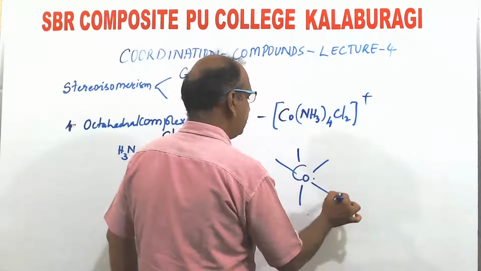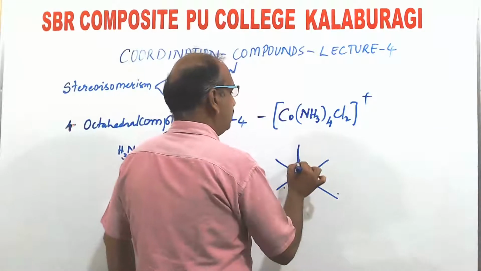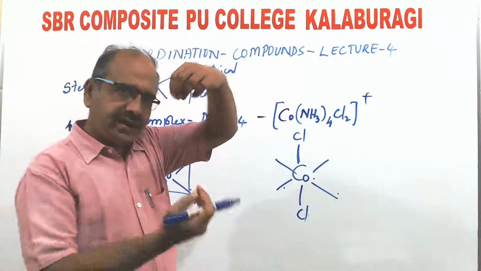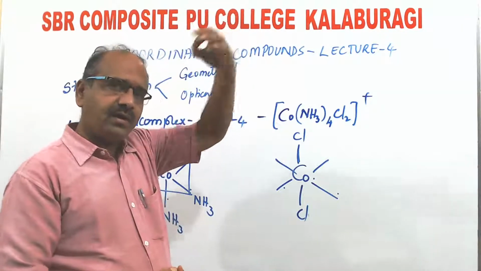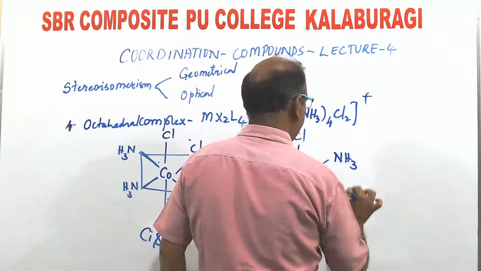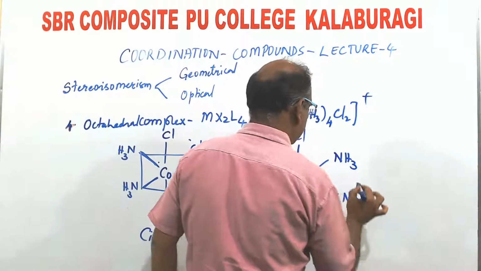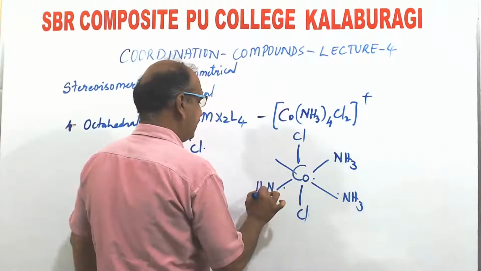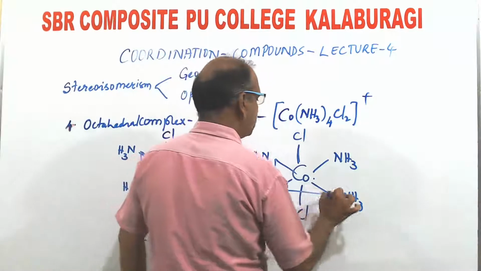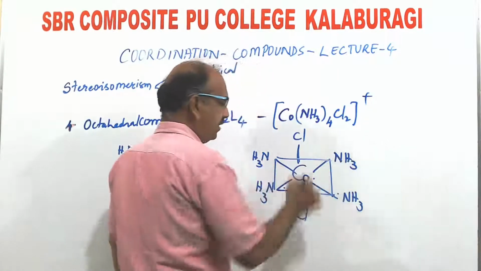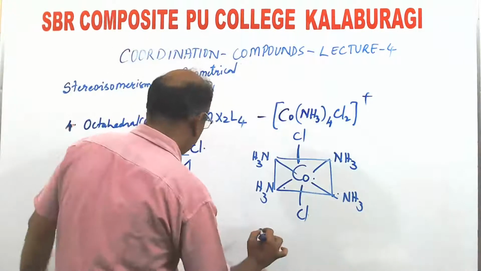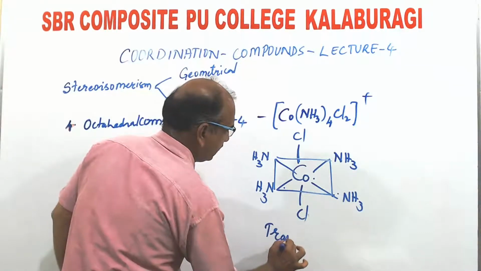The other one: Cl and Cl, they are in the axial position. One is above the cobalt, the other is below the cobalt, and the remaining four ammonia are like this: NH3, NH3, NH3, NH3. So again a square at the base, and one above and one below. Since it is in the opposite direction, this is called as a trans isomer.